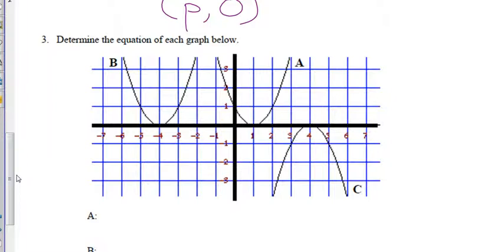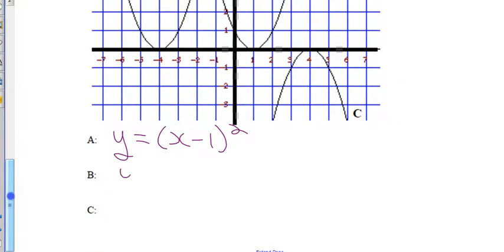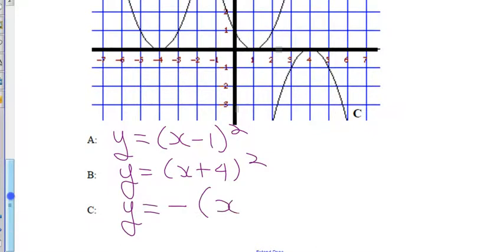Determine, really it's state, right? Because we're not really determining, we're just going to state the equation of each graph below. What is A? X minus 1 squared. Y equals x minus 1 quantity squared. What is B? Y equals x plus 4 quantity squared. And C? Y equals negative x minus 1 quantity squared.